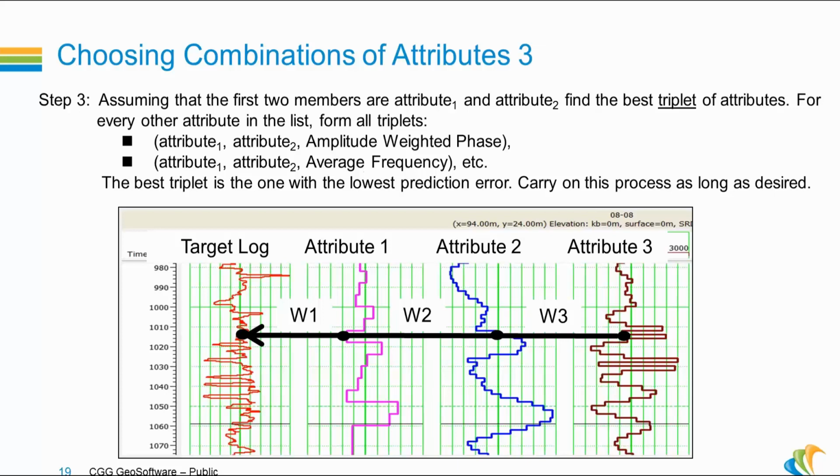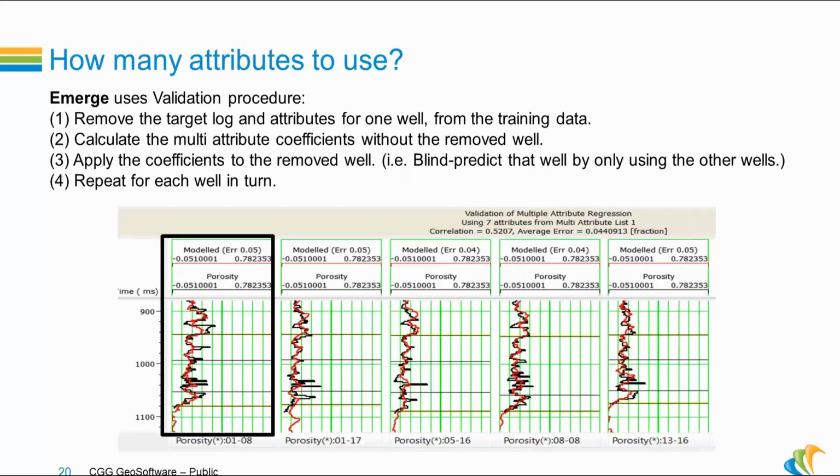But we need to define how many attributes we are going to combine. Emerge uses validation error, so a validation procedure. The validation procedure is like a blind test. You blind one well and you calculate the coefficients using the other wells, and you estimate those relationships, then apply them to the well, and you estimate a prediction. For example, the red one is the prediction on these logs, and the black one is the measured values in the wells. So there will be a prediction error for that specific well which was blind.